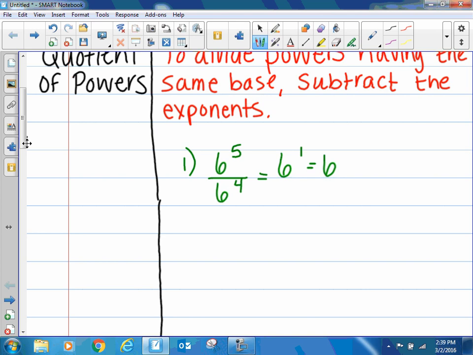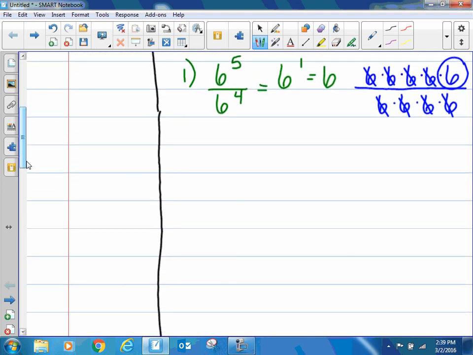And the reason why this is, like when we talked about the multiplication, let's look at what this looks like in expanded form. If I have 6 to the 5th on top, 1, 2, 3, 4, 5, and I have 6 to the 4th on the bottom, 1, 2, 3, 4. If I cancel top and bottom, 6 over 6 is 1. I can cancel that out, 6 over 6, 6 over 6, 6 over 6, and I'm left with that 1 six. So that's what it looks like in expanded form, and that's what allows us to just go ahead and subtract the exponents.